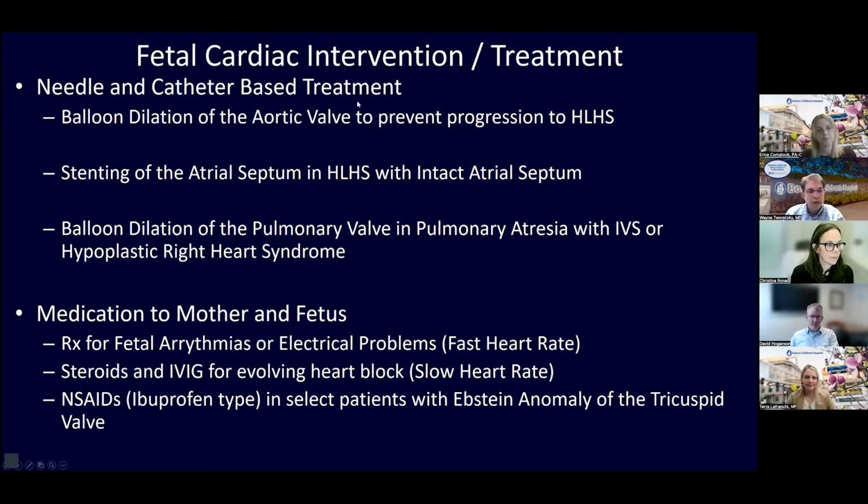In terms of the needle and catheter-based treatment, balloon dilation of the aortic valve in patients who have developing hypoplastic left heart before it's progressed to that point, and that's what I'm going to focus mostly on. There's also placing stents in the atrial septum in those that have hypoplastic left heart with intact atrial septum. That's a very serious form. Also balloon dilation of the pulmonary valve in pulmonary atresia or hypoplastic right heart syndrome, and then medications to the mother and fetus to treat arrhythmias or rapid heartbeats, sometimes steroids and IVIG for slow heartbeats, and also non-steroidals such as ibuprofen in select patients.